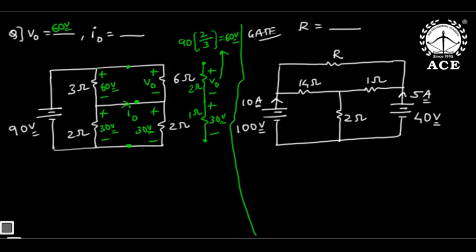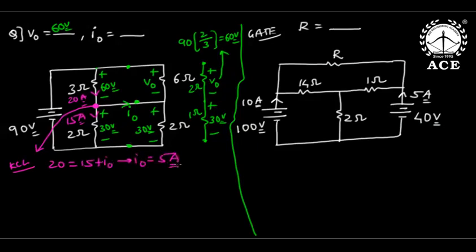Now once we got V0, I will apply KCL to find I0. How? See now, this is 60 by 3, how much? 20 amperes. Now this is 30 by 2, 15 amperes. Now if you apply Kirchhoff's current law, incoming current is equal to outgoing. Incoming 20 is equal to outgoing 15 plus I0. So I0 is 5 amperes. You can apply KCL here also, you'll get the answer. So finally the answers are V0 is 60, I0 is 5.